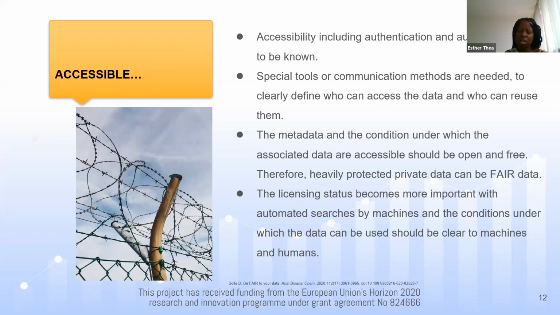For the data to be accessible, we mean that the authentication and authorization access has to be known. And there are special tools or communication methods to define who can access the data and who can reuse the data. And the metadata and the condition under which the associated data are accessible is open and free. And that means that even if the data is heavily protected, it can still be free because the metadata is open. And the licensing status becomes more important with automated searches by machines, and the conditions under which the data can be used are clear to machines and to humans.